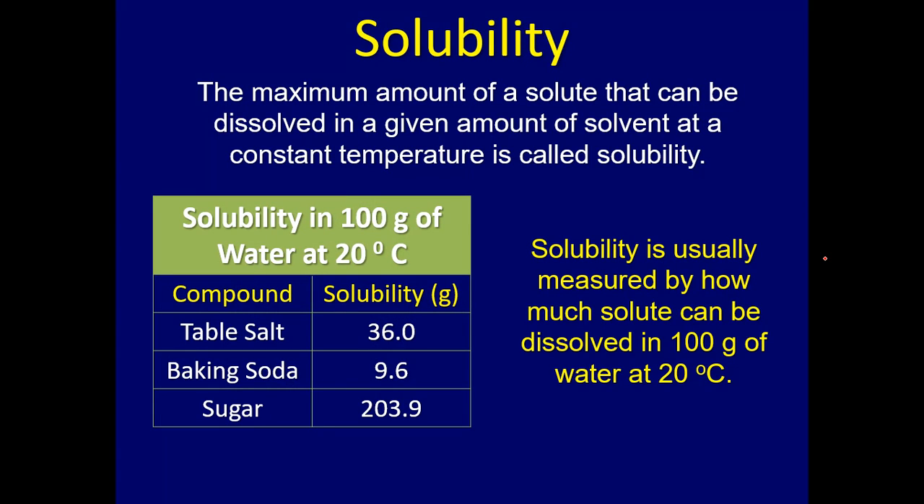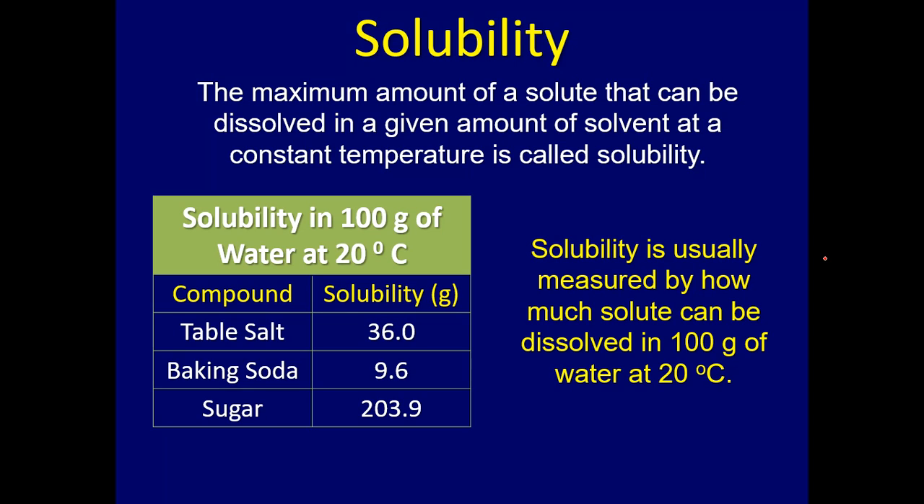Okay, so what does solubility mean? Solubility refers to the maximum amount of a solute that can be dissolved in a given amount of solvent at a constant temperature. Right, so temperature is involved here. As you heat a solvent, more solute can generally be dissolved.